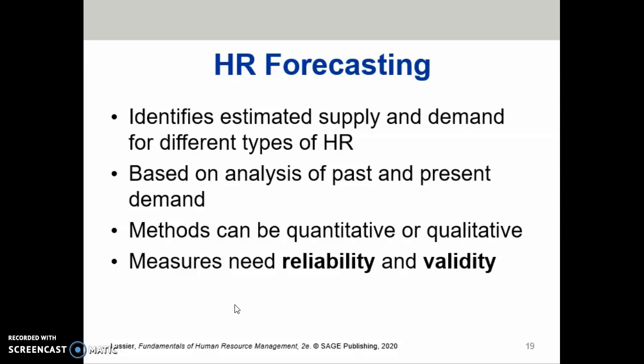So for it to be reliable, it's if you do it multiple times and get the same results, like stepping on a scale. If the scale is reliable, you'll get the same weight. For valid, does it actually measure what it's supposed to measure?